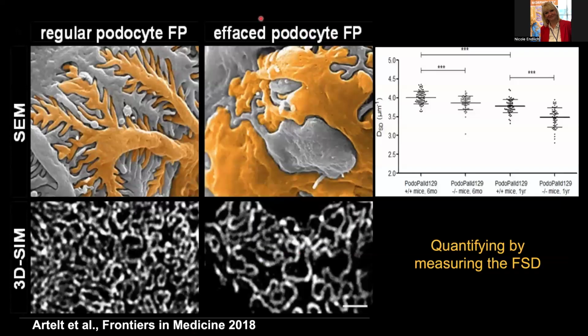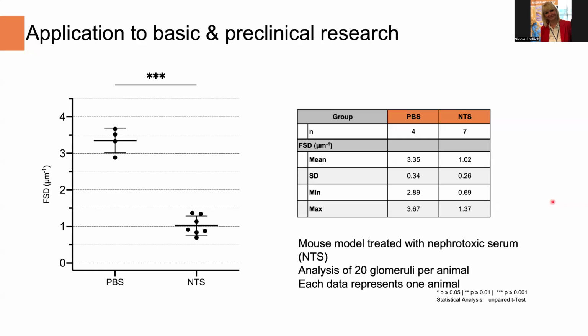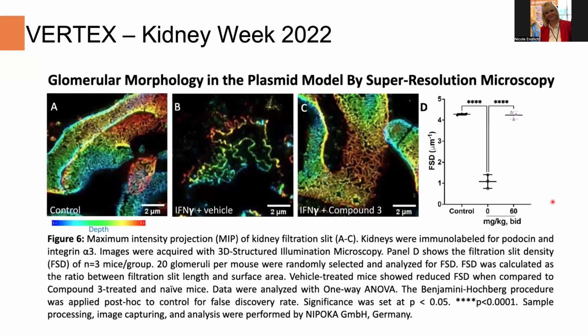As an example, you see it here with a scanning electron microscopic image, here with a broadening area. However, now it was really possible to quantify the situation in the pallidin control animals, as well as in the knockout animals, and also in a time-dependent way. So you can use this for all basic and preclinical research, and you are not only looking at one glomerulus. Normally we take 20 glomeruli with a thickness of 3 micrometers for the analysis.